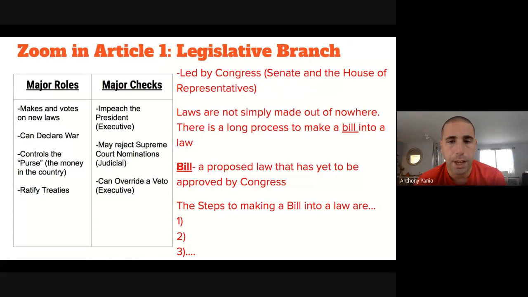All right. And the last thing is we'll talk about the veto power of the president soon, but they can override a veto. All right. So what we're going to do now is we're going back to the part on the red here.